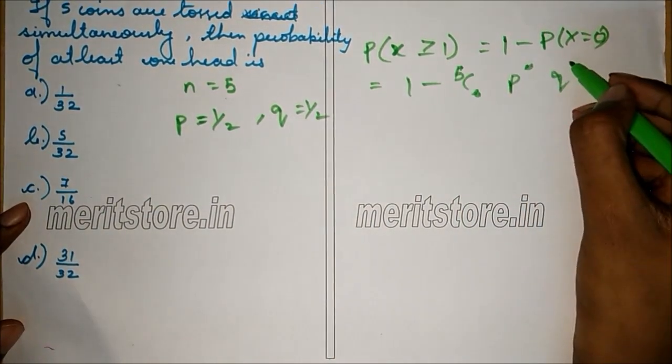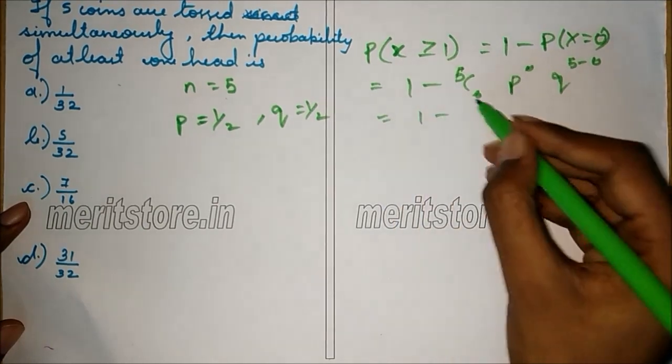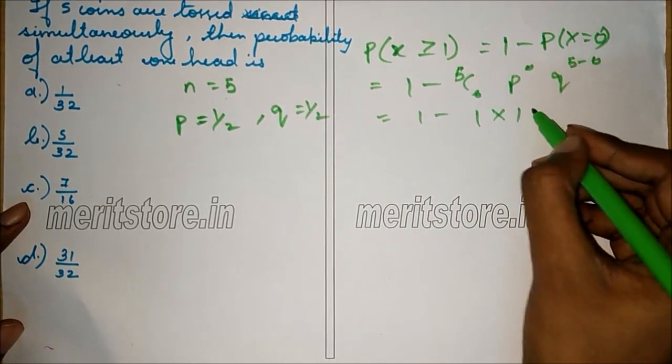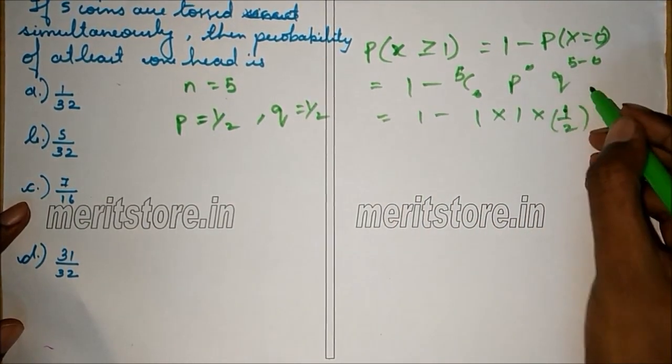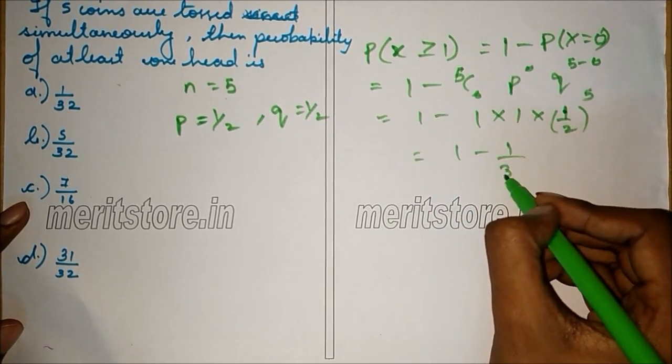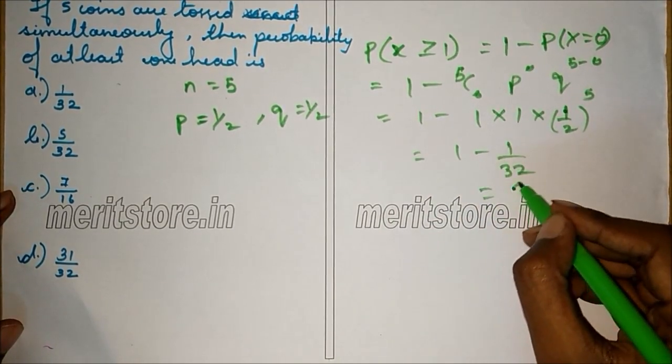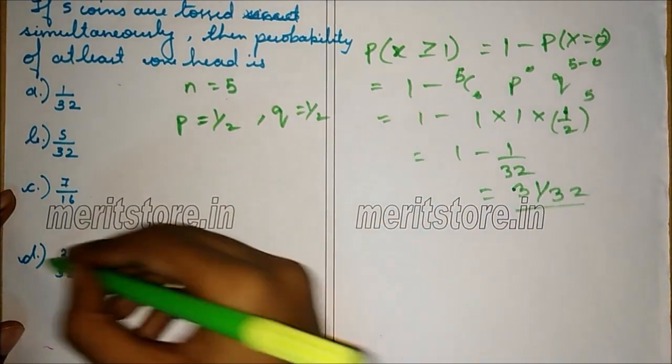So this will be 1 minus P of X equals 0 is 5C0, p raised to 0, q raised to 5 minus 0. So this will be 1 minus 5C0 is 1, p raised to 0 is 1, into q raised to 5, that is half raised to 5. So this will be 1 minus 1 by 32, which is equal to 31 by 32, which is option B.